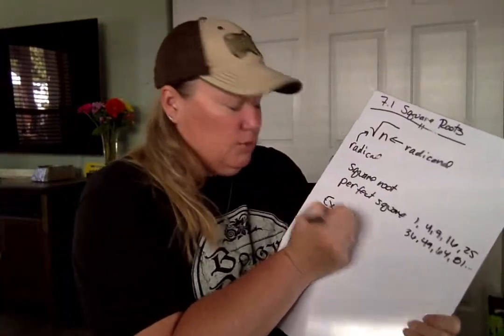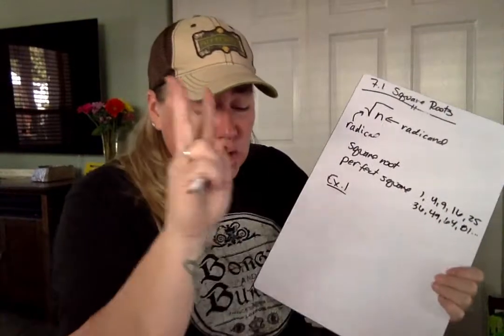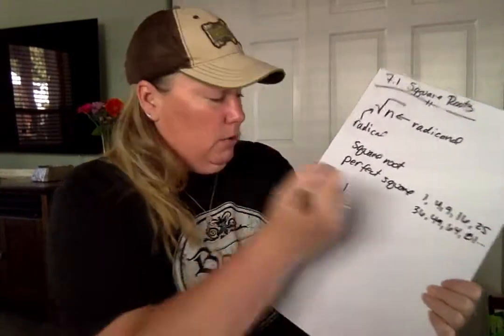Here we go. Example 1. I'm trying so hard not to say okay and all right. It is ridiculous. But I've got to try this. Here we go. Example 1. It says, find the two square roots of a number.